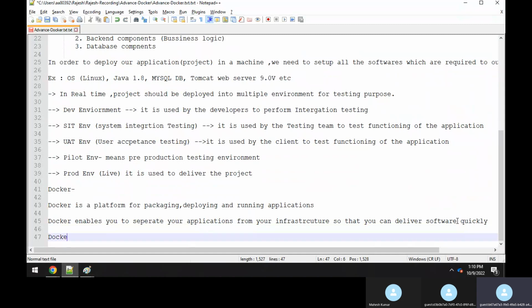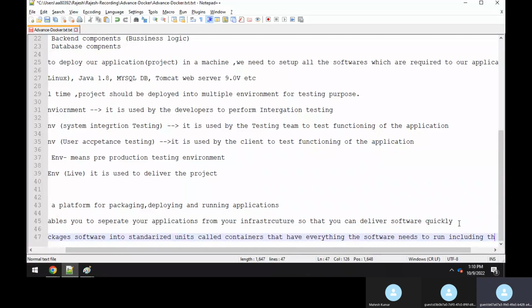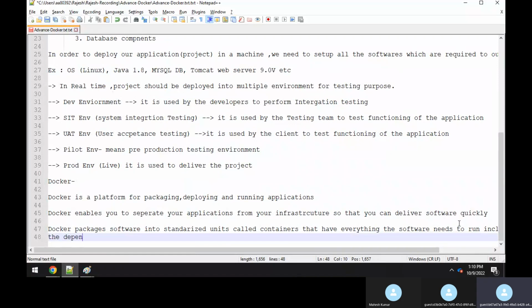So what is the other thing? We say that Docker packages software into standardized units called containers, that have everything the software needs to run, including the dependencies, libraries, system tools, your code, and even some kind of a runtime.